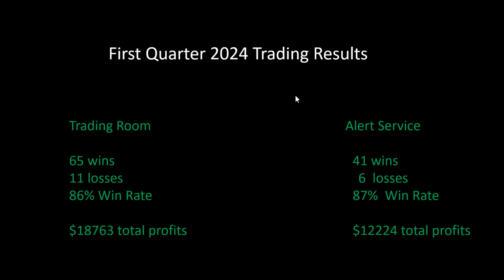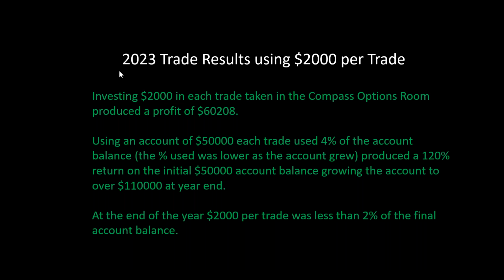And if we look at 2023, this is the whole year of 2023 as far as the results. Investing $2,000 in each trade taken in the Compass Options room produced a profit of $60,208. So I'm assuming here, if you use an account of $50,000, on each trade you'd be using 4% of the account balance when you started the year. It obviously was going to get lower as the account grew, and it produced a 120% return on the initial 50,000.